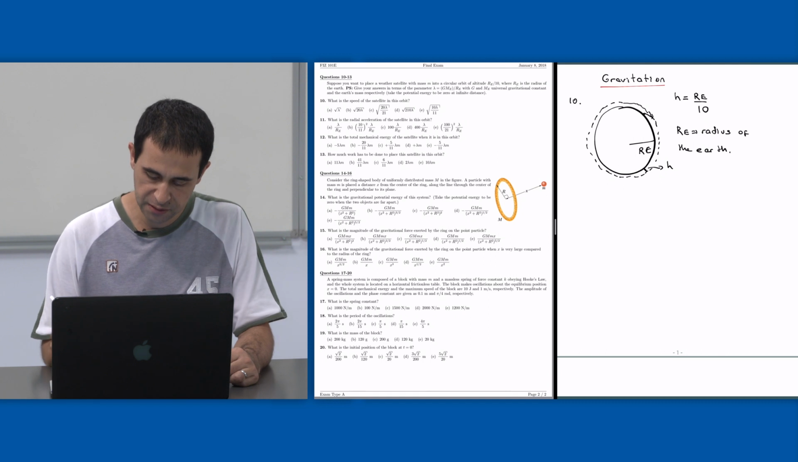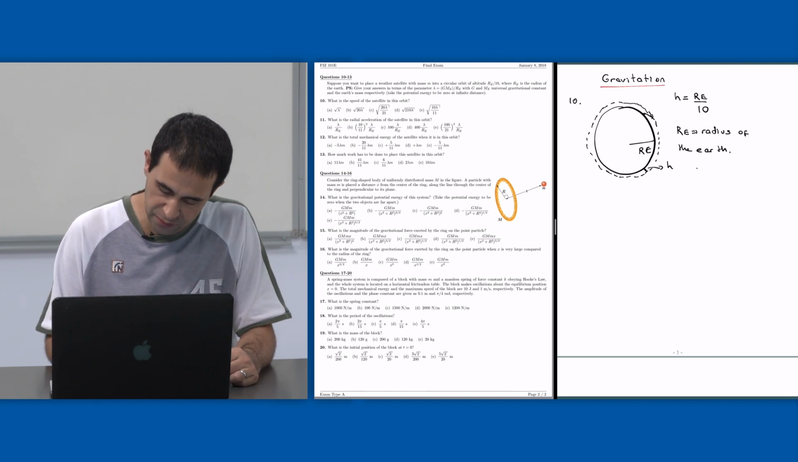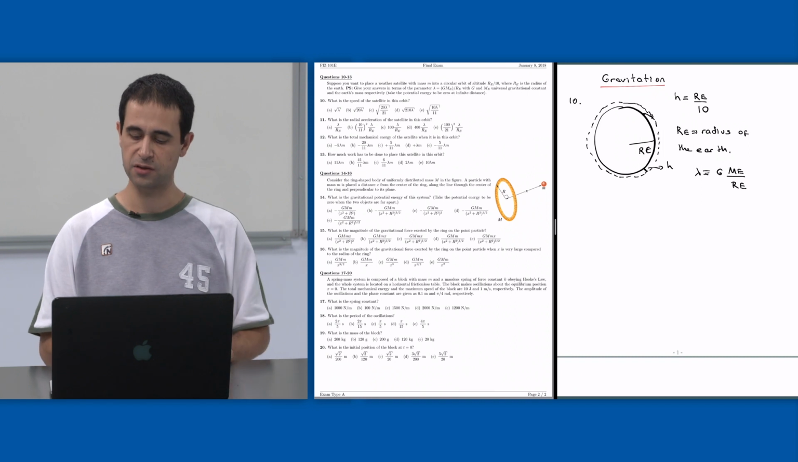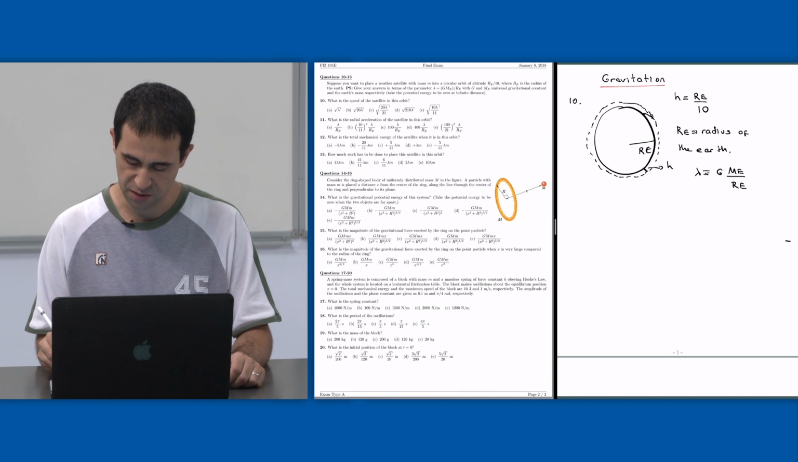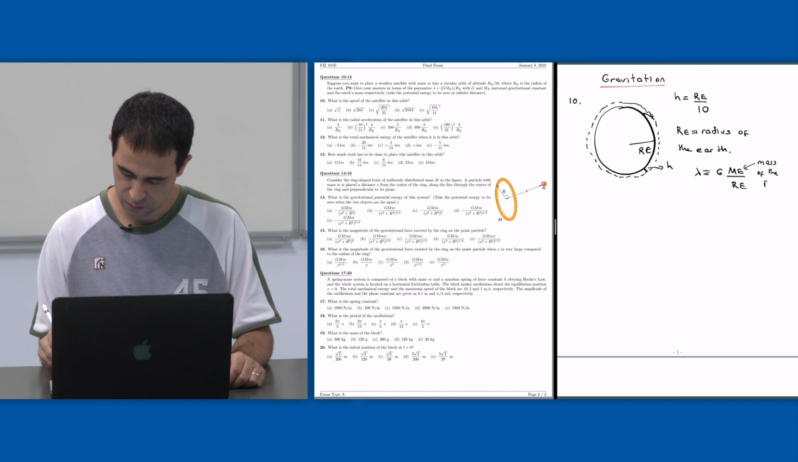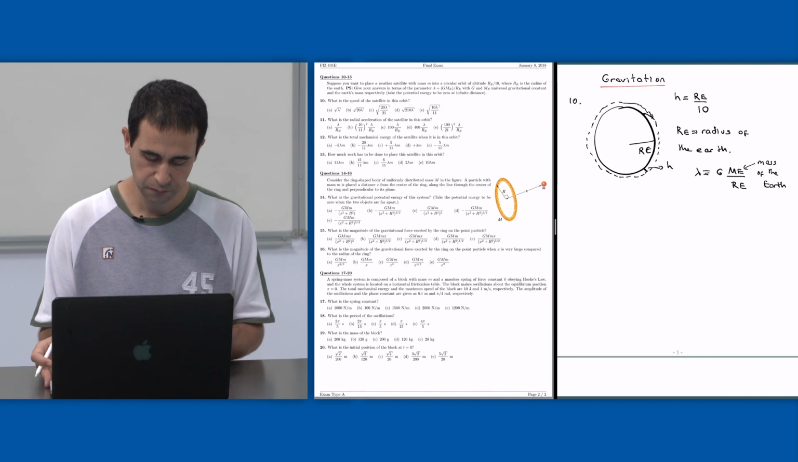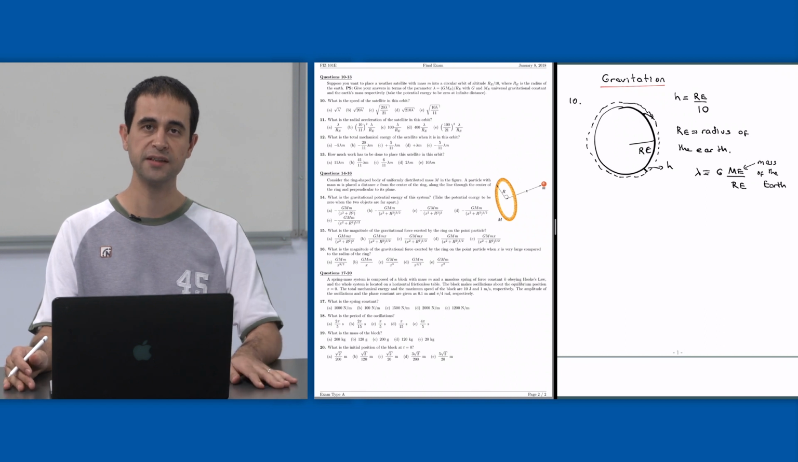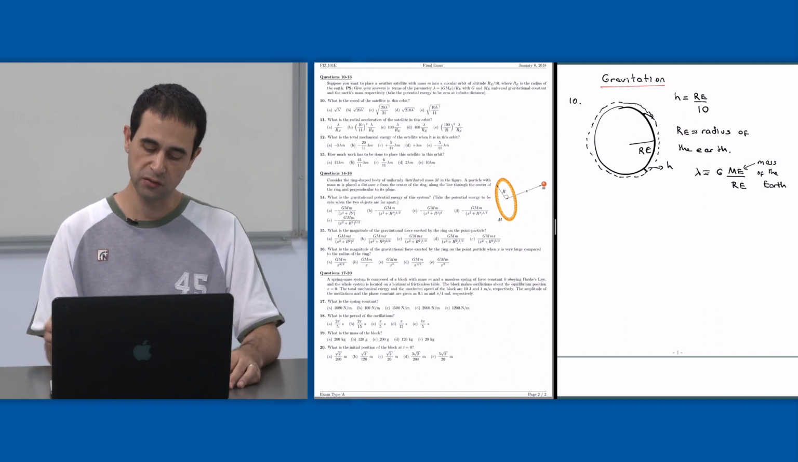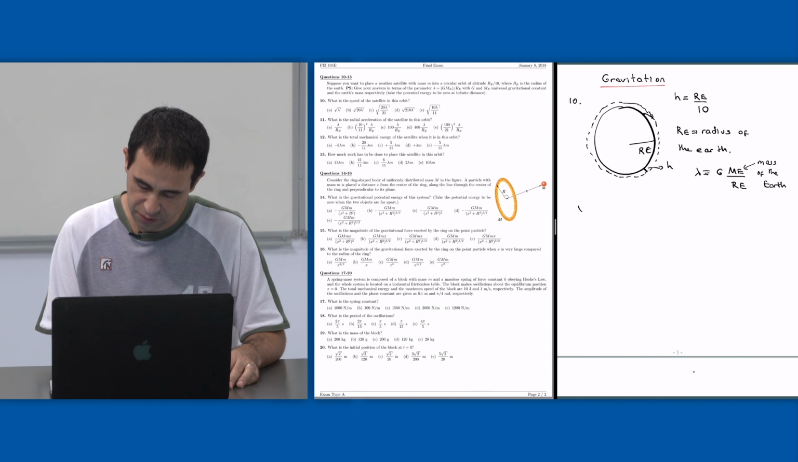The problem tells us to take the following parameter, lambda equal to G ME, where G is Newton's constant, divided by the radius of the Earth. So lambda is defined to be a constant parameter equal to G ME divided by RE, where ME is the mass of the Earth and RE is the radius of the Earth. For that situation, problem number 10 asks: what is the speed of the satellite in this orbit? So in 10, find the orbital speed.